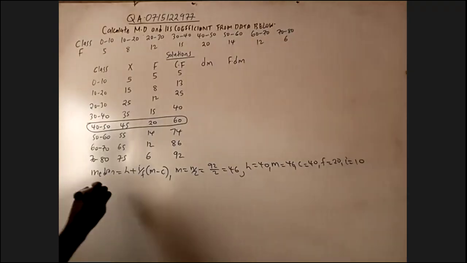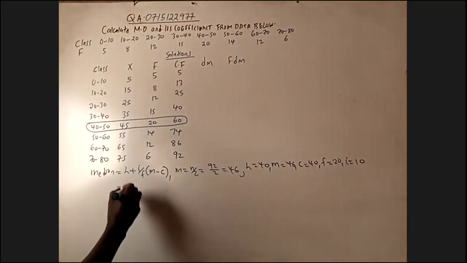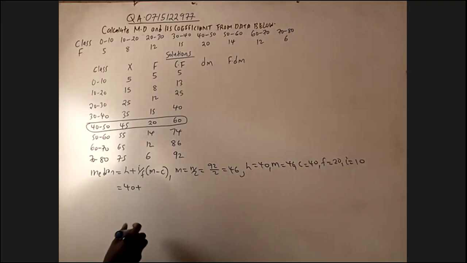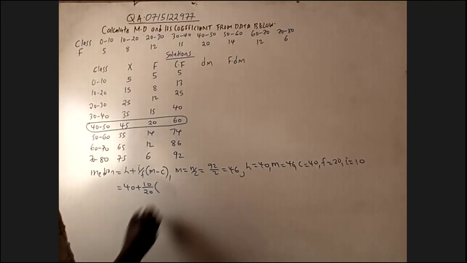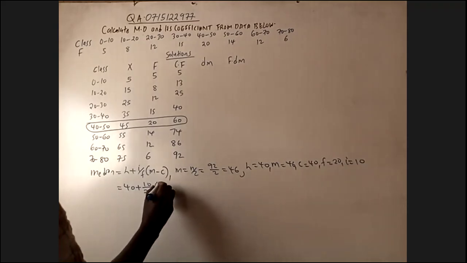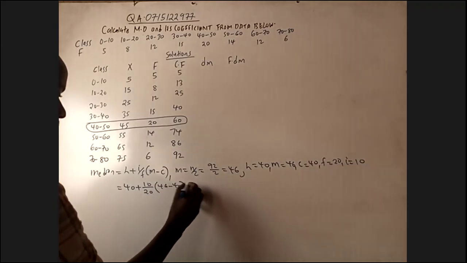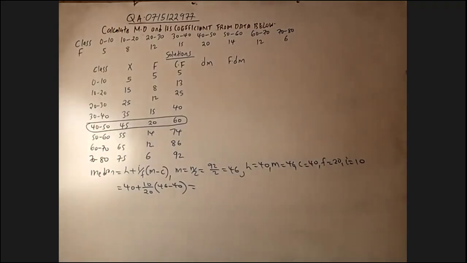Let's find it. L is 40. I is 10 over 20, then 46 minus 40. So how much is that? What will be the answer? 43.